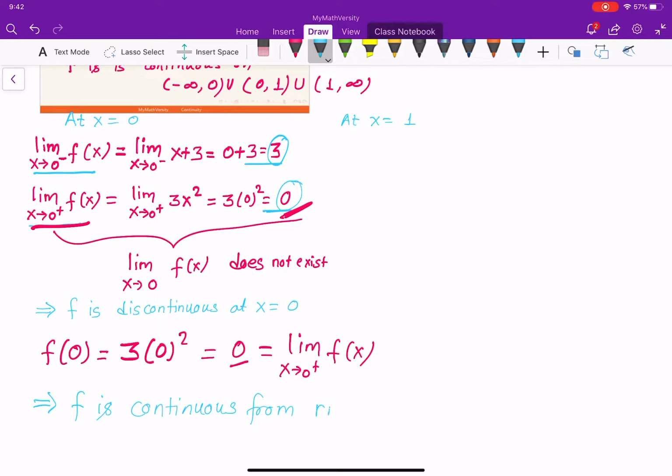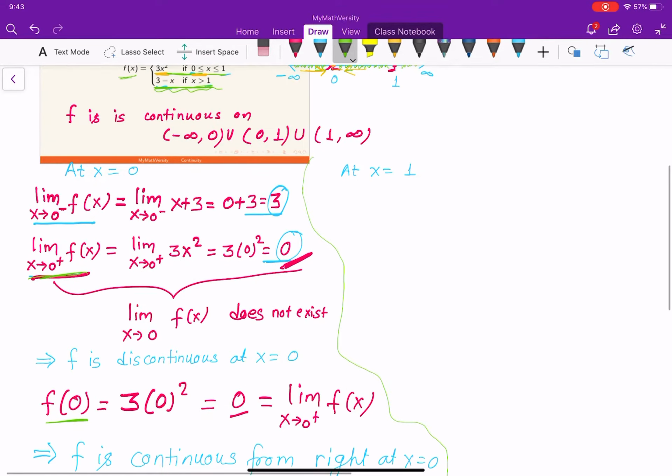Continuous from the right at x equal to 0. This is the fact we have obtained at 0. So it is discontinuous at 0 because the limit does not exist, right? But since the right side limit is actually equal to the value of the function, we can say it is continuous from the right.